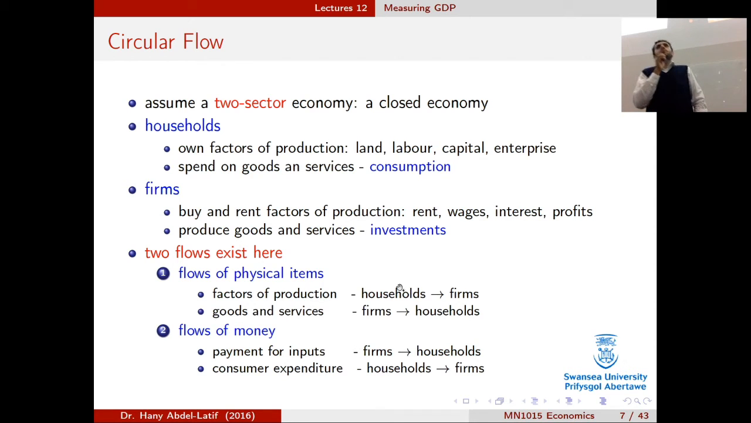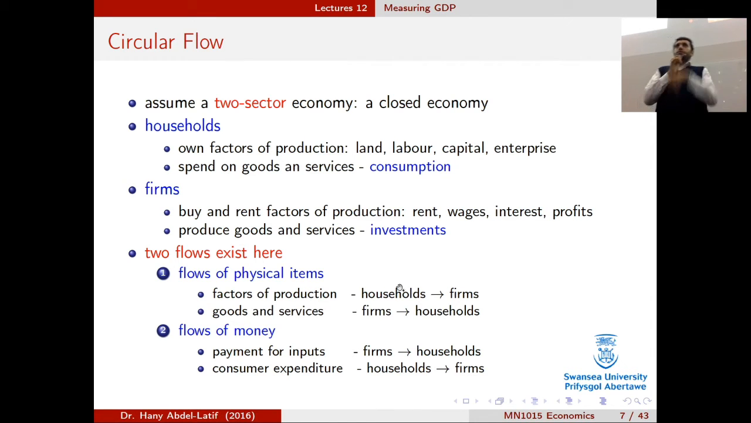What do firms do? Firms buy or hire these factors of production, and in return, they pay to these factors of production wage, rent, interest, profits. So these are the incomes of these factors of production. And at the same time, they produce goods and services. So that's the reason they hire or buy factors of production. So that's what firms do.